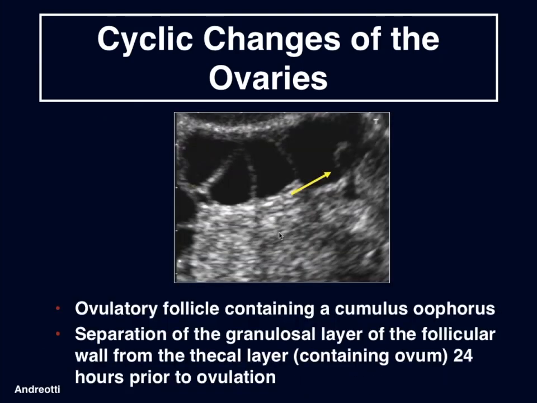And within this ovulatory follicle, often around 24 hours prior to ovulation, we may see a smaller cystic structure called a cumulus oophorus. And this is a structure that's formed by the separation of the granulosal layer of the follicular wall from the thecal layer containing the ovum.